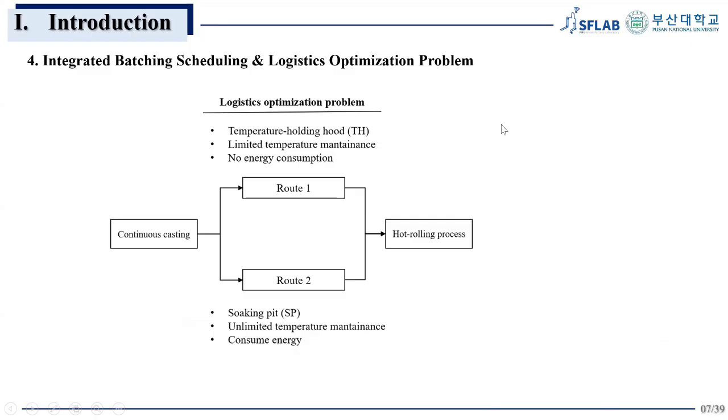For the logistic optimization, we consider the route assignment. There are a total of 2 routes. Each route has different thermal devices. Route 1 has the TH. It can provide limited temperature maintenance, but it does not consume energy. However, Route 2 has the soaking pit. It can provide temperature maintenance for as long as possible, at the cost of energy consumption.